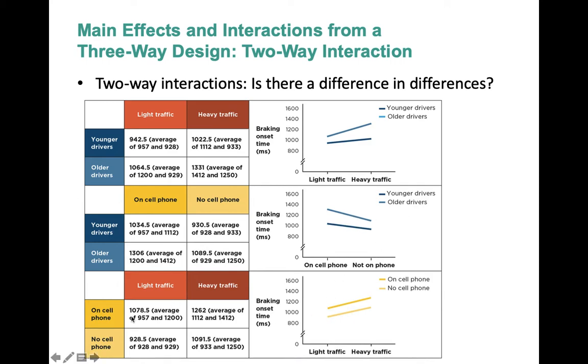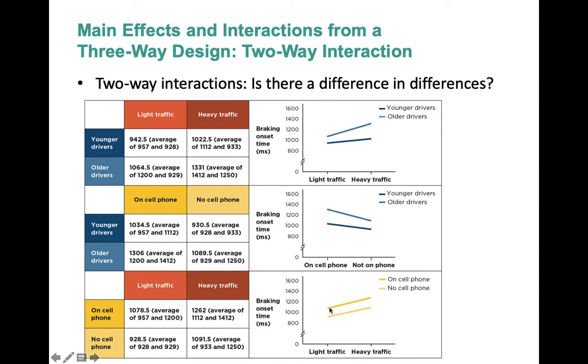And then last one, what we're doing here is we're ignoring driver age for the time being, and we're just saying, is there a difference in braking when people talk on the cell phone or not, and does that difference depend on whether they're driving in light traffic or heavy traffic? And it appears from this graph that when talking on a cell phone, there's a difference in braking time, that overall when on the cell phone, people take longer to brake. However, the size of the difference between the no cell phone and the on the cell phone appears to be, roughly speaking, consistent.